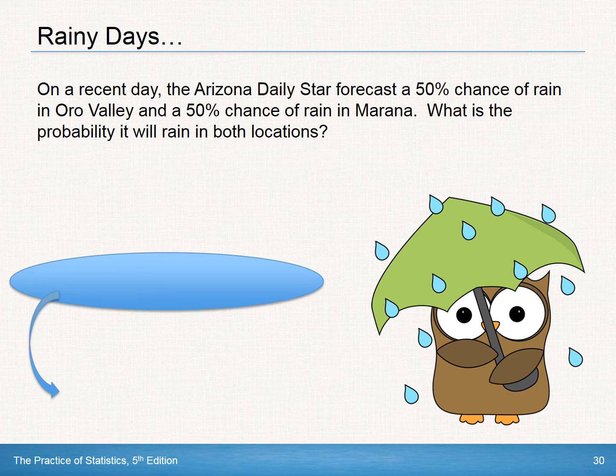Okay, so go ahead and try this one. On a recent day, the Arizona Daily Star forecasted a 50% chance of rain in Oro Valley and a 50% chance of rain in Marana. What is the probability it will rain in both locations?